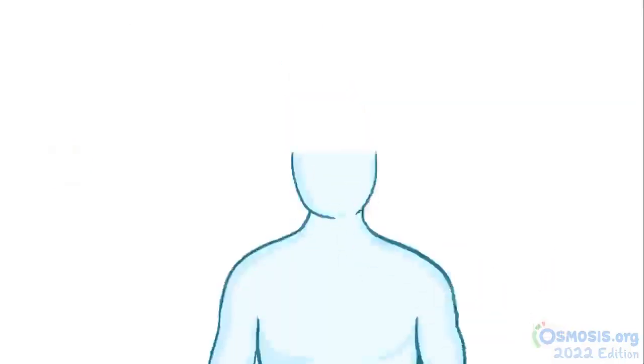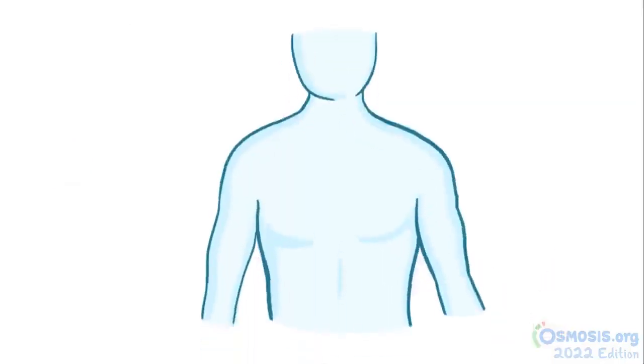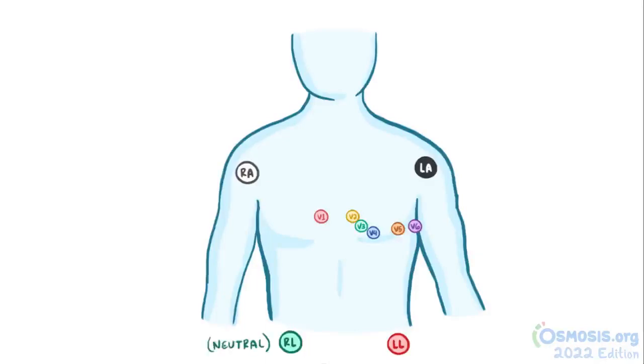In a standard ECG, there are 10 electrodes. 4 limb electrodes, one on the left arm, right arm, left leg, and right leg, and 6 precordial electrodes, V1 through V6, that wrap around the chest. And the right leg electrode is usually used as a neutral lead.